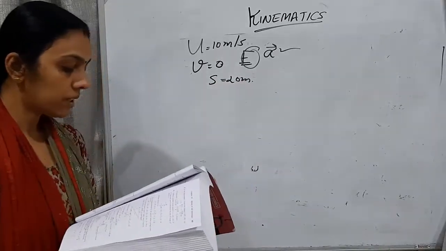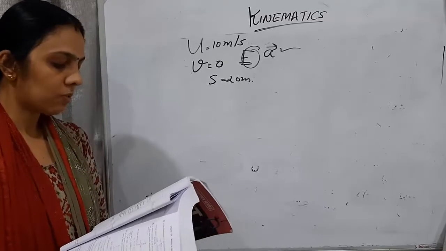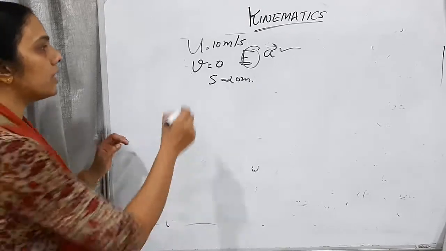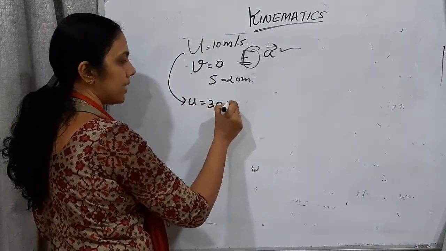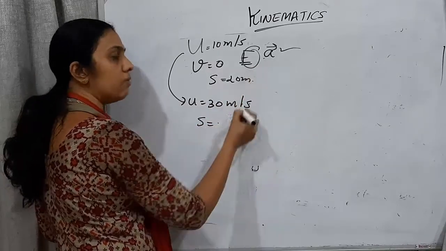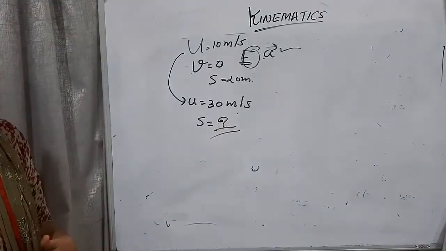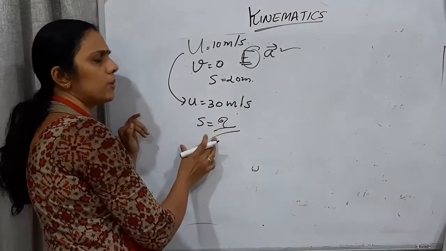If the velocity of the car is 30 meter per second, it can be stopped by this force in how many meters? Instead of this velocity, if we are giving a velocity of 30 meter per second, we can stop the car in what distance? The same force we are applying. How much distance will it be traveling? That's the question. So here the same force is applied.